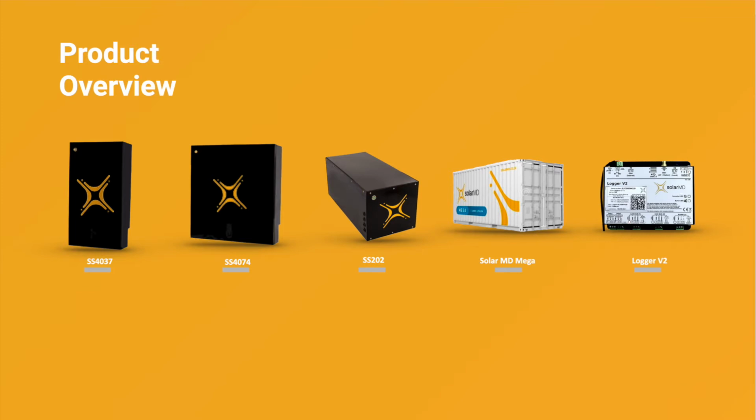We then have a SS202 unit, which is the 7.4 kilowatt hour battery in a rack mount solution for the commercial market. The SS202 also forms the cornerstone of our containerized solutions, which has been used for various utility scale solutions. Lastly is our Logger V2 that integrates various components in a solar system on one platform, facilitating remote data acquisition and device control with extensive battery information. Now, let's take a more in-depth look at the individual products.